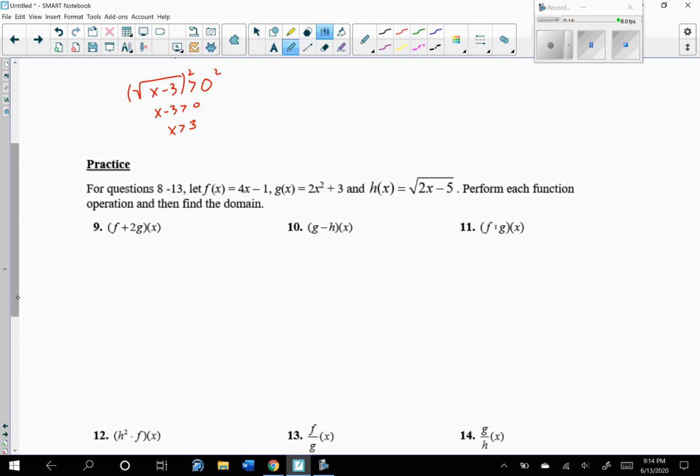So for these parts, why don't you go ahead and pause the video and practice on your own. When you're done, you can unpause and then check your work.